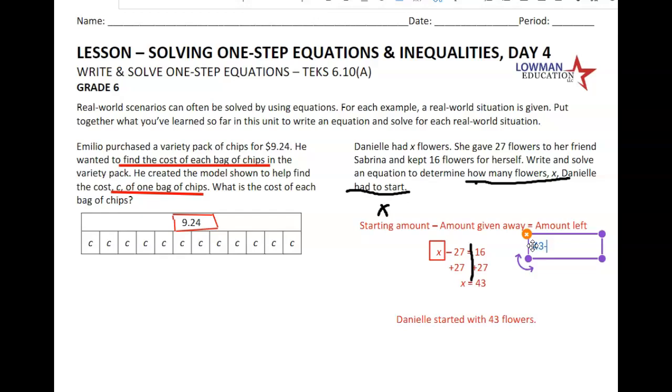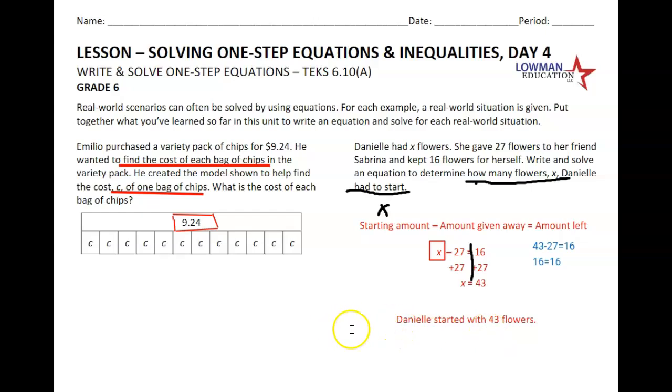Now, please remember to always go back and check your work, because if you go back and check your solution, you're guaranteed to get 100% correct on all of these problems. So we're going to take our solution of 43, plug it into the original equation, and 43 subtract 27 will give us 16. So you have done the work correctly. You do have the correct answer.